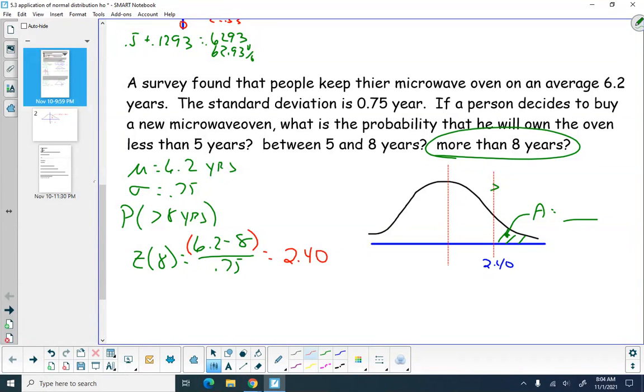Okay, then Stutz, what's your table value? 0.4918 for 2.40. Then to calculate my area that's out here, what are we going to have to do to calculate the area that's out there, Jenna? Okay, so we have 0.5 minus the 0.4918. And what do you come up with? So we have 0.82% of the microwaves that will last more than 8 years.